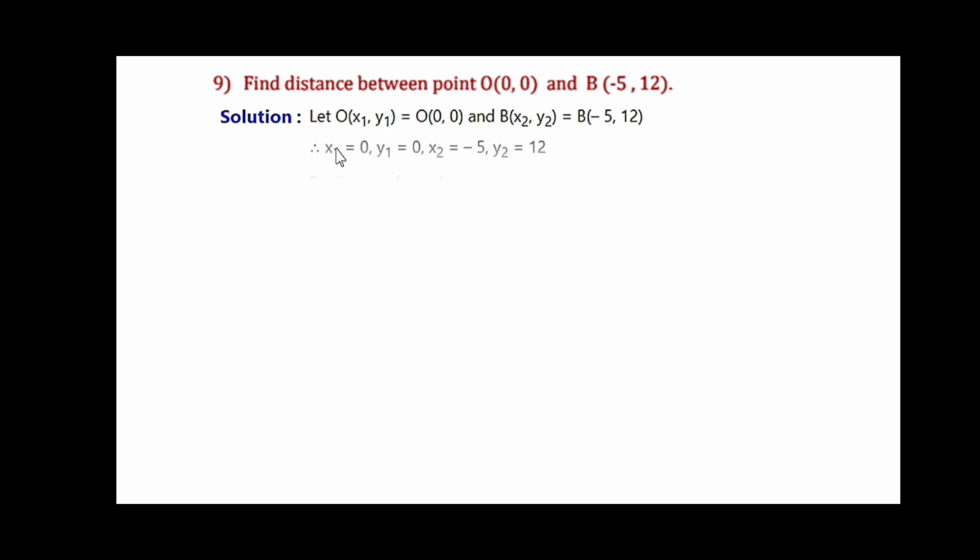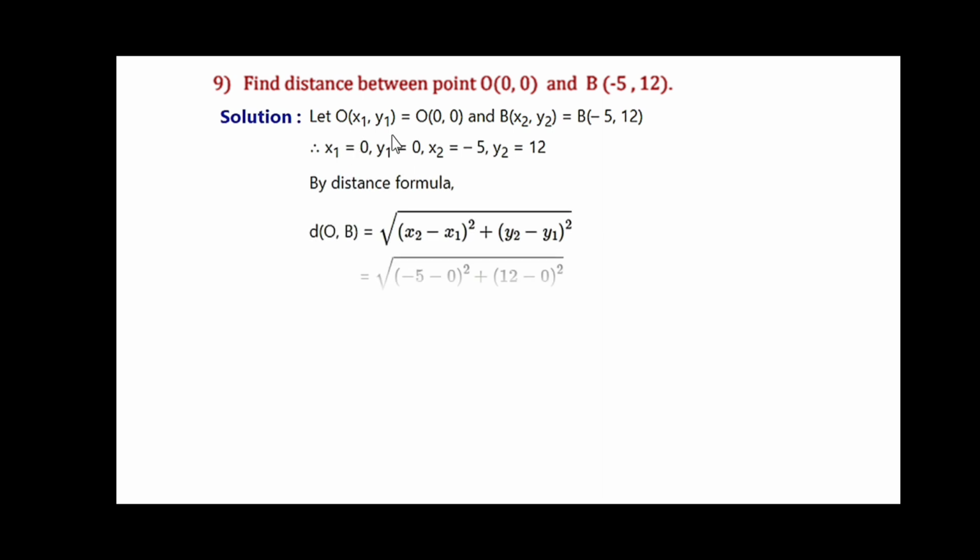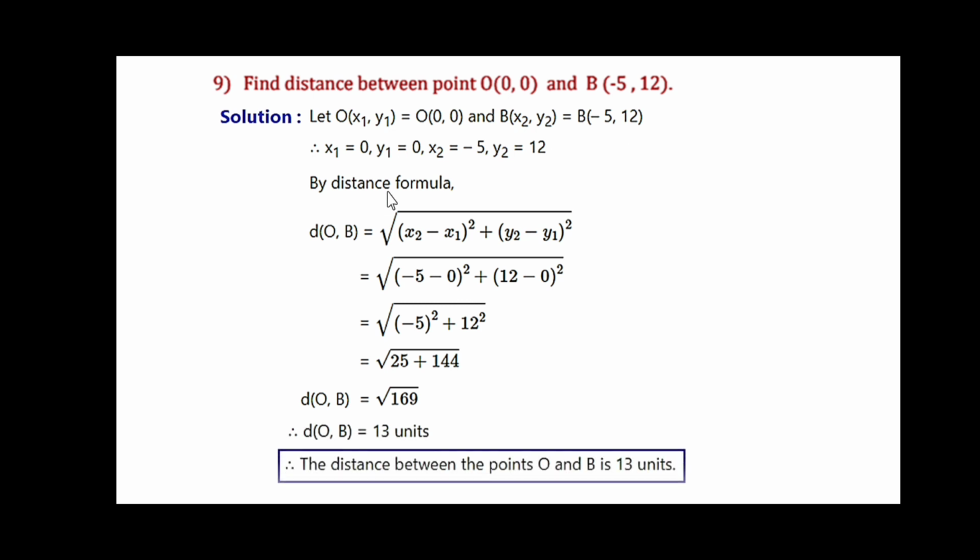Now next we will see problem 9. Find the distance between O (0, 0) and B (minus 5, 12). Friends, here let O (x1, y1) be O (0, 0) and B (x2, y2) be B (minus 5, 12). Therefore, we get x1 is equal to 0, y1 is equal to 0, x2 is minus 5 and y2 is 12.